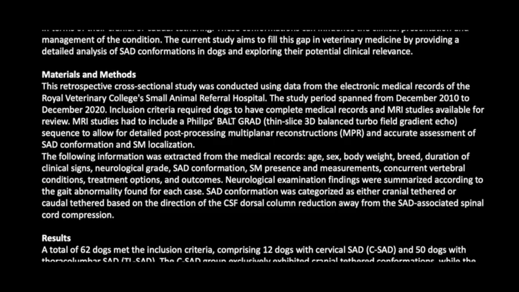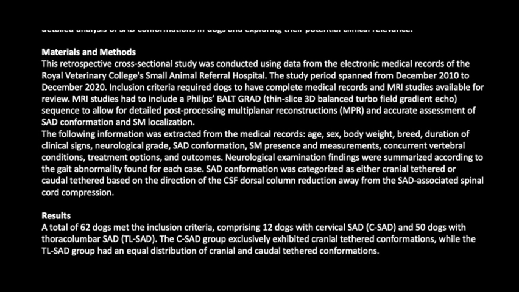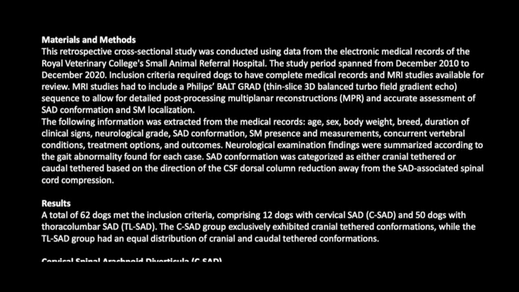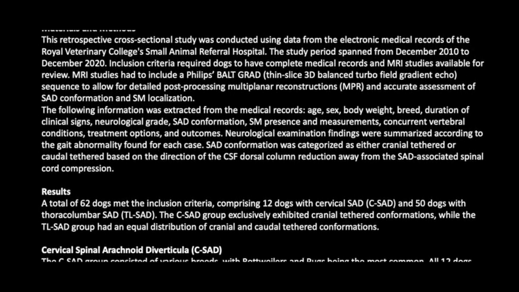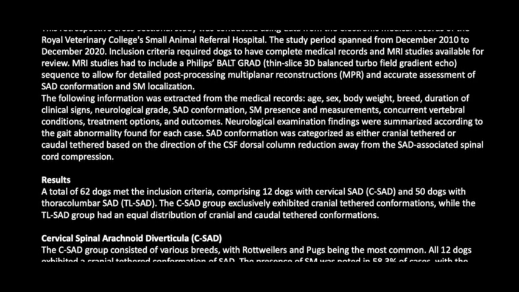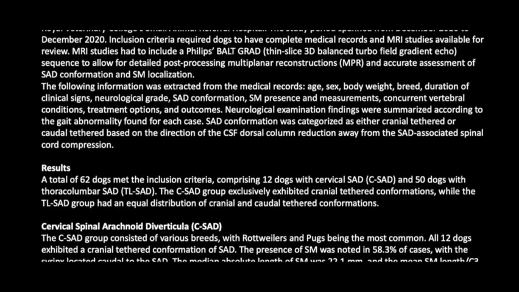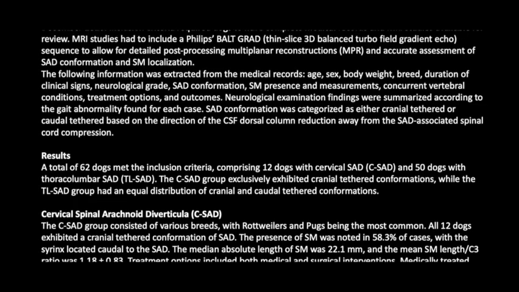The following information was extracted from the medical records: age, sex, body weight, breed, duration of clinical signs, neurological grade, SAD conformation, SM presence and measurements, concurrent vertebral conditions, treatment options, and outcomes. Neurological examination findings were summarized according to the gait abnormality found for each case. SAD conformation was categorized as either cranial tethered or caudal tethered based on the direction of the CSF dorsal column reduction away from the SAD-associated spinal cord compression.